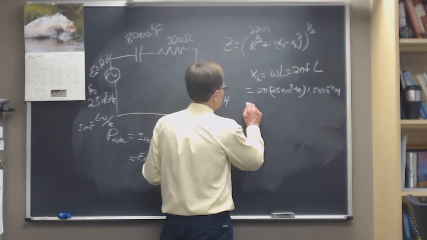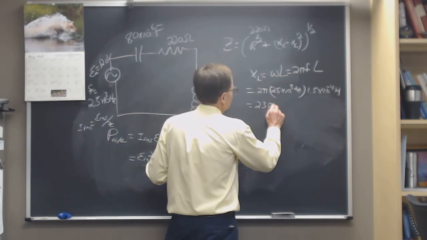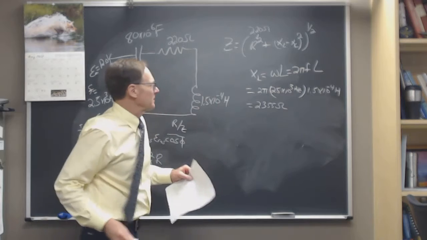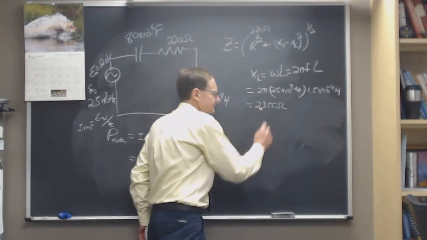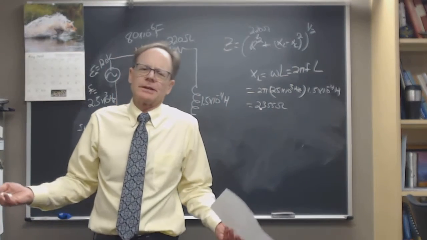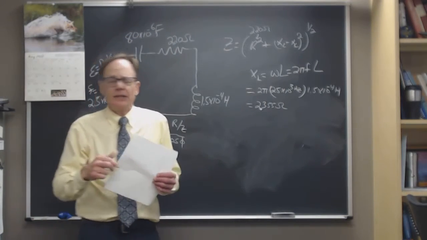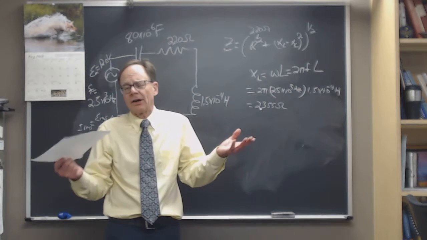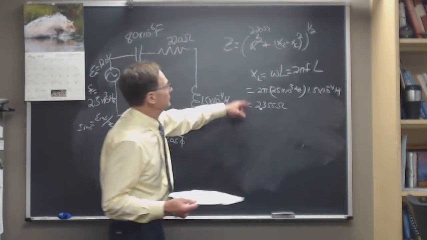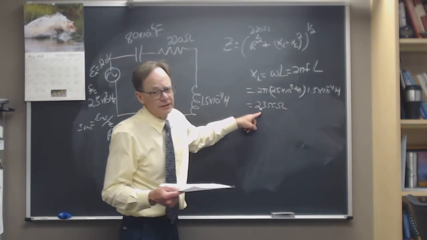I got 2.355 ohms. So it seems like a small number, but we want to be careful. Numbers aren't absolutely small or absolutely big. We talk about that a fair amount: you can't look at a number and say it's small. It's all relative to something else. But relative to this 220 ohms, that's not much impedance there.